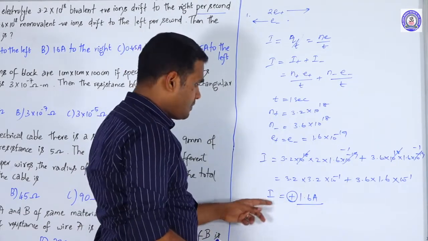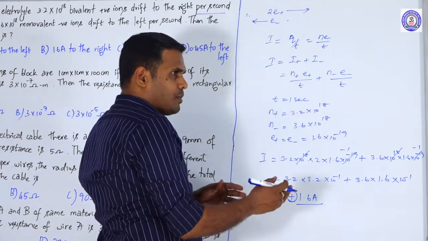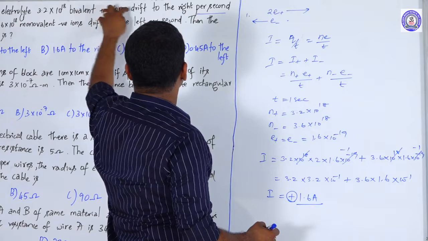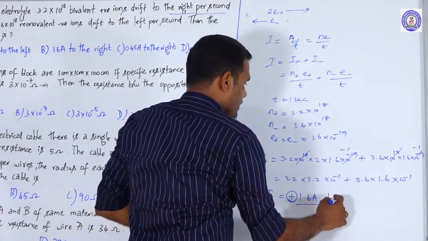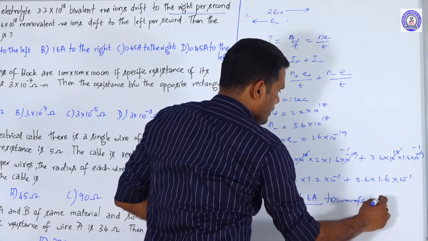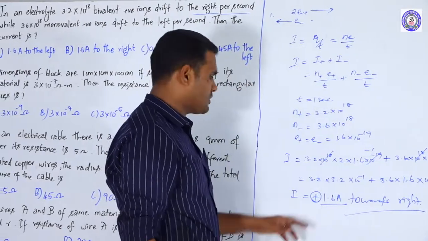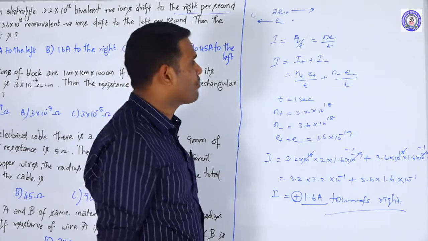So if the current is positive, then we can say the current flow takes place along the direction of the positive ion. What is the direction in which the positive ion is moving? It drifts towards the right. So I equals +1.6 ampere, which moves towards the right.